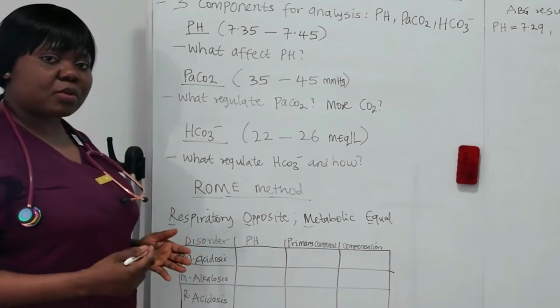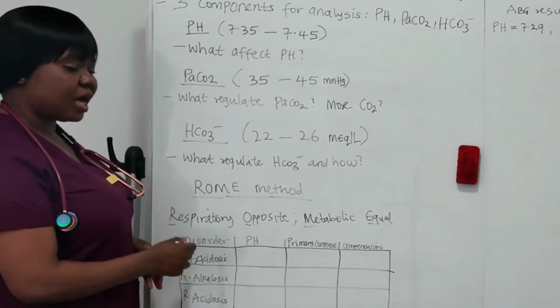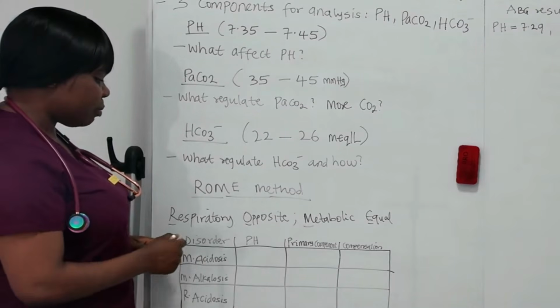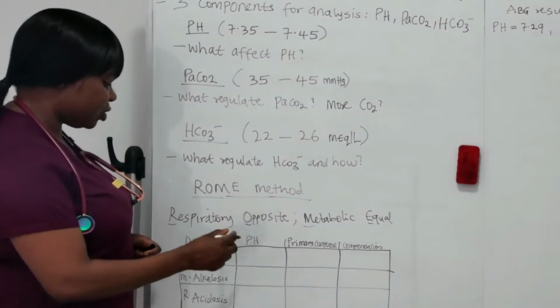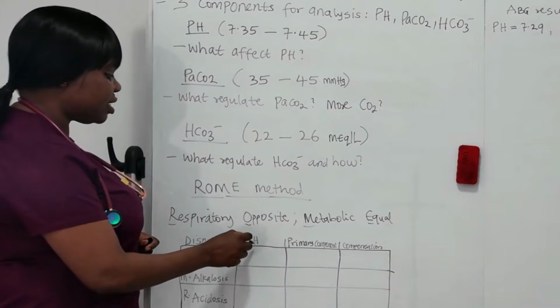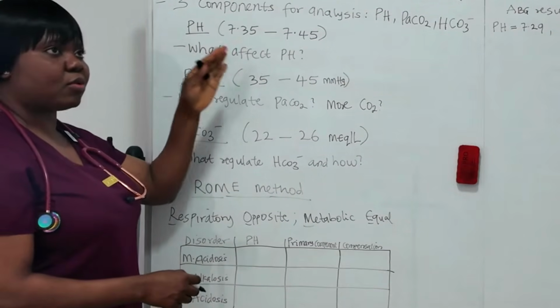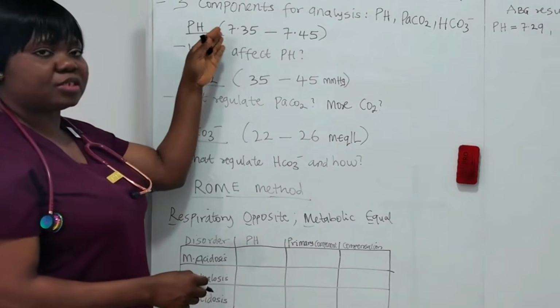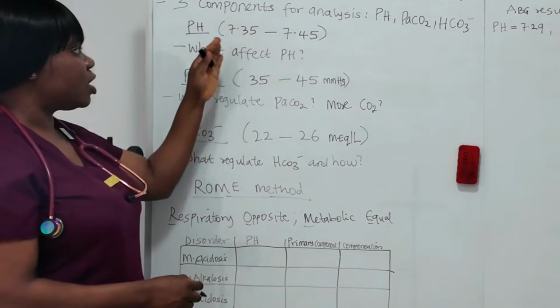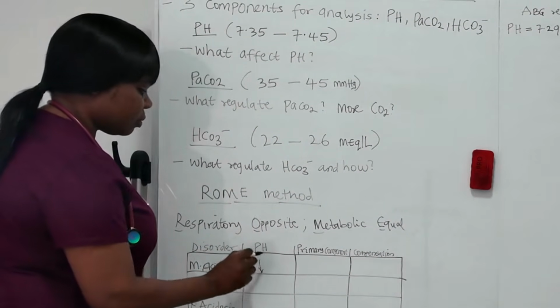So the first disorder we could have is metabolic acidosis. So when there's metabolic acidosis, the pH, from that acidosis, it means the pH is going to be less than 7.35, or at least it's dropping below this normal range of 7.35. So the pH is going to be low.